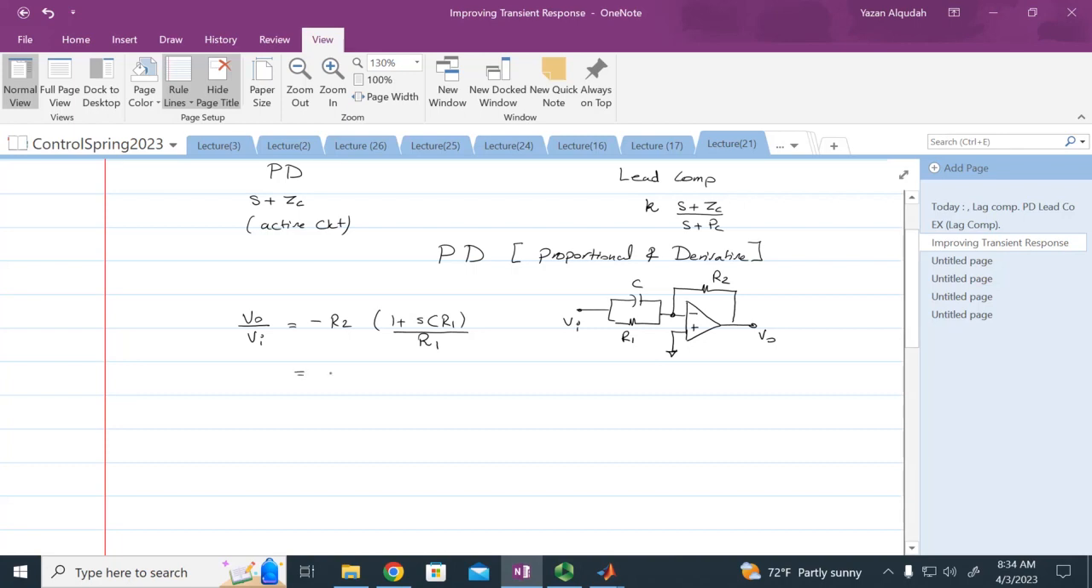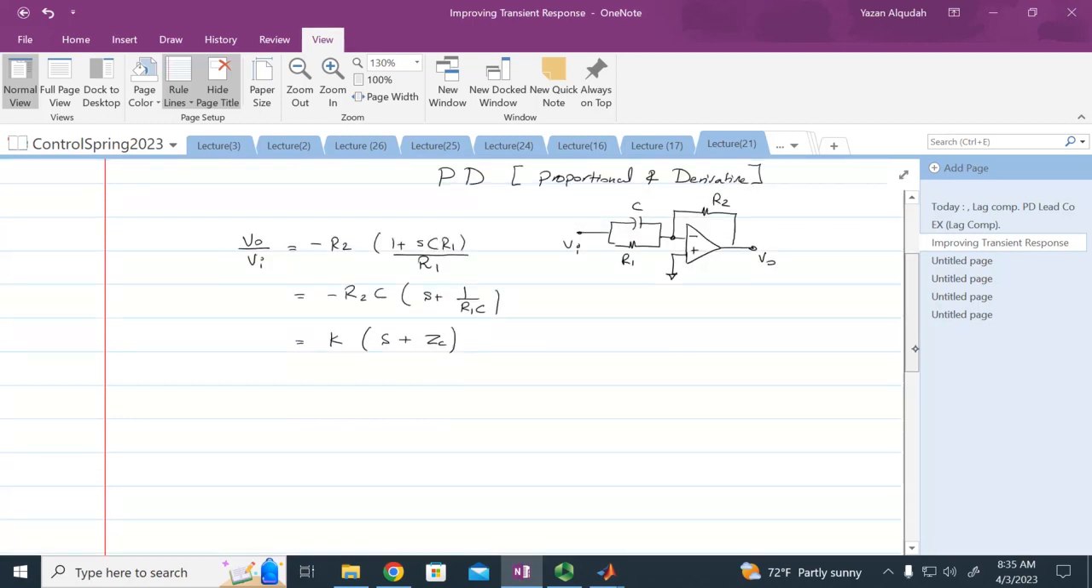And therefore, we can write this as negative R2 multiplied by C multiplied by S plus 1 over R1 multiplied by C. We can also write this as a gain K multiplied by S plus ZC. So all these are equivalent from the circuit that we have here of the op-amp.